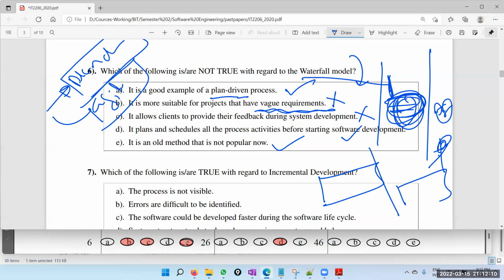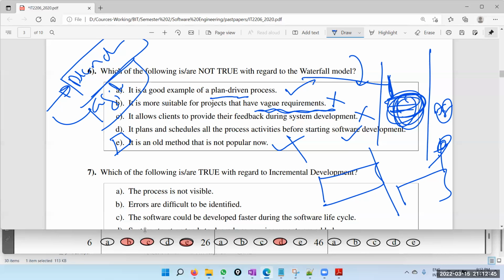So the examiner says that this is wrong. The examiner says that it is not an old method, and thinks that it is very popular now. I don't agree with that at all. But anyway, there can be disagreements. This is degree level. So your examiner thinks that the waterfall method is not an old method, and that waterfall is very popular right now. So that is why it is not true. I don't agree with that at all.